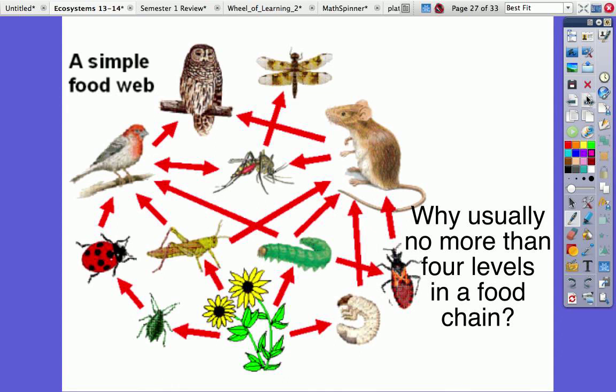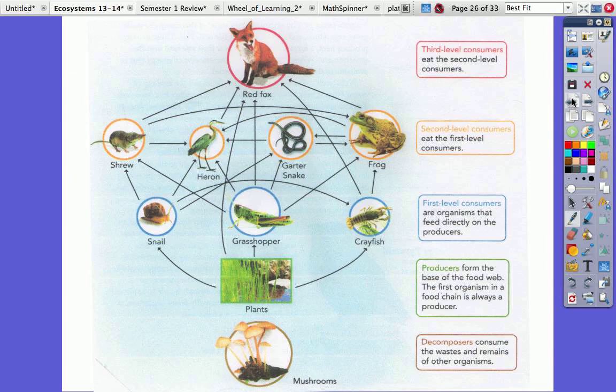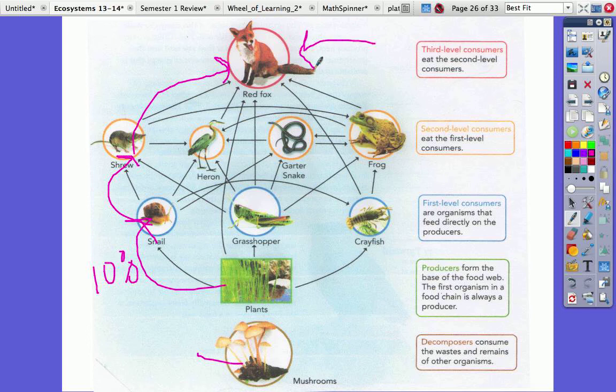Now, there's usually not more than 4 levels in a food chain. This is because by the time you get up to the very top, remember every time you go up a level, it's only 10%. So by the time you get up to the top, there's so little energy left that if anything were to eat the red fox, they wouldn't get enough energy from the red fox. Therefore, they don't try to prey on it. They go and try to prey on other organisms, making them a third level consumer themselves.